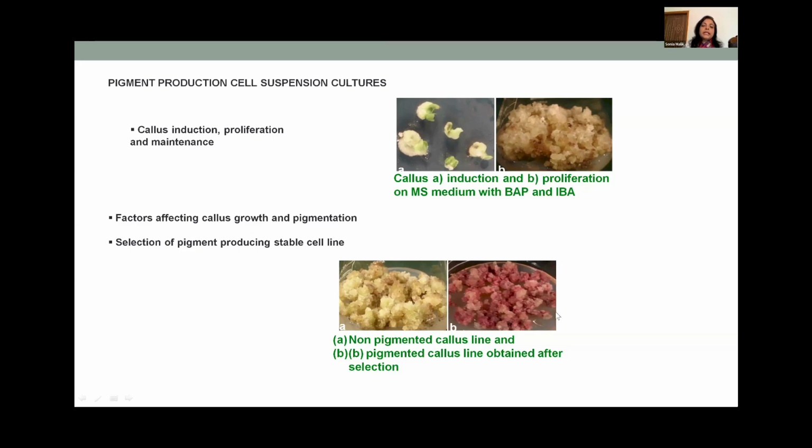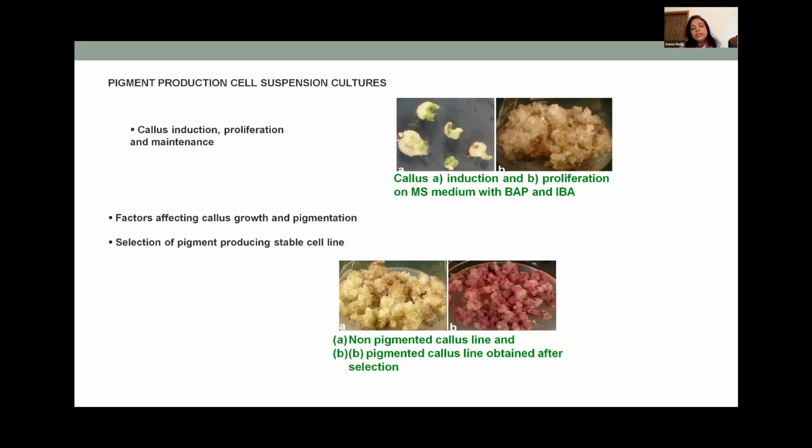And then in the media we provide stress in the form of pH, osmoticum, light, or temperature. After that, there will be the mass, and only a small lump will be a different color or different shape. If our interest is to choose a red pigment producing cell line, then within the lump we obtain little red color spots, and we culture them separately and try to produce a stable cell line.